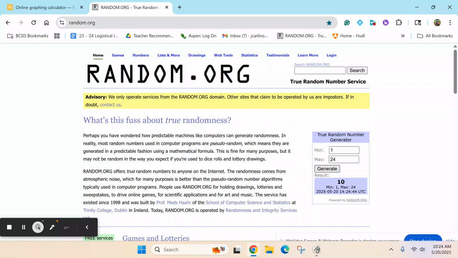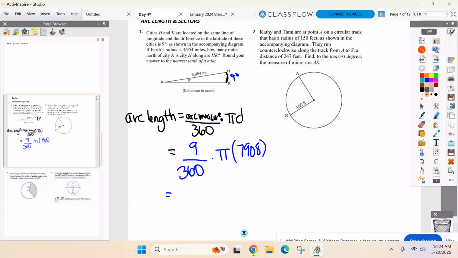When you're ready, please. Aditi, what do you have when you're ready? 9 over 360 times pi, 7,908, rounded to the nearest tenth of a mile. I got like 0.621, like 0.09. That's hundredths. 0.1, yeah. 0.1, yep. All right, everybody good? Done?